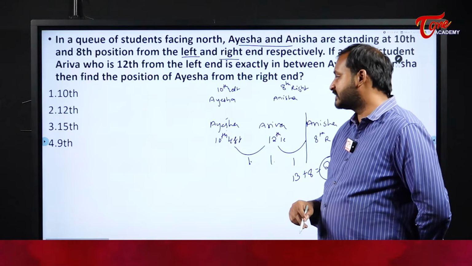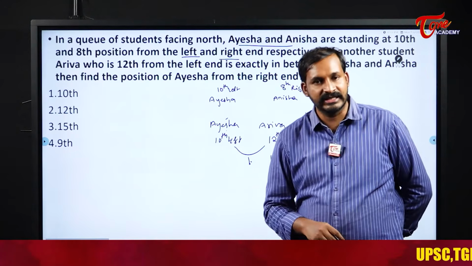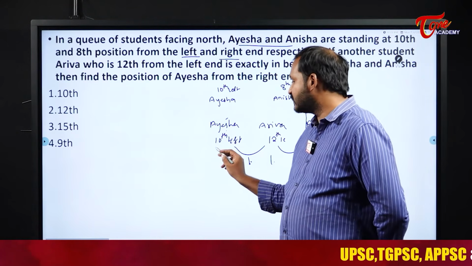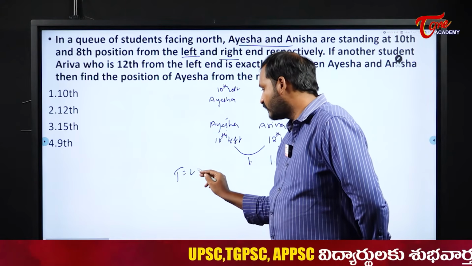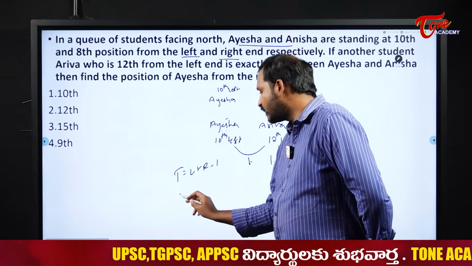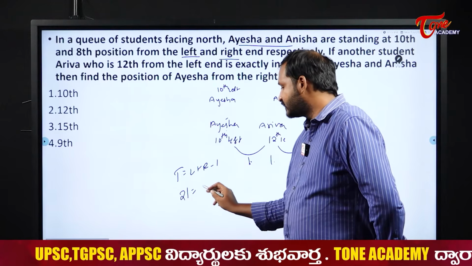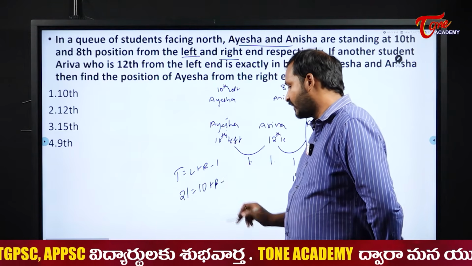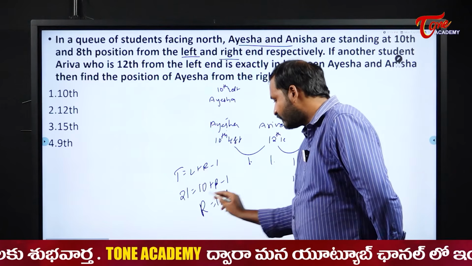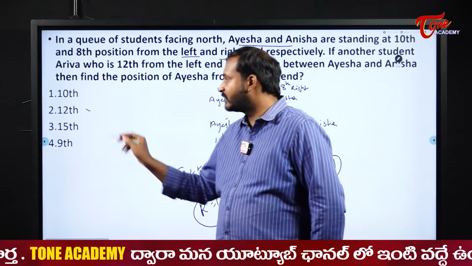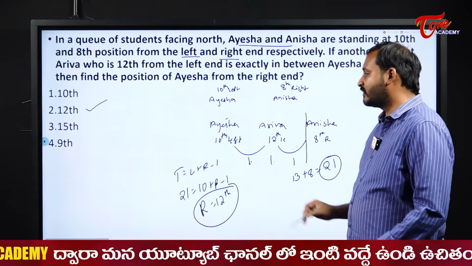In that, Ayesha is 10th from left, right? They are asking us what Ayesha is from the right side. So total is equal to left plus right minus 1. Total is 21. Left it is 10 and right we need to find. So from the right she will be 12th. So this is how we will write.